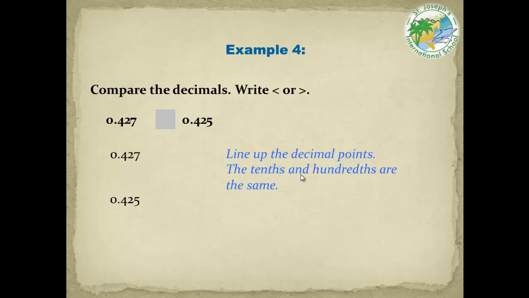The tenths and hundreds are the same, equivalent. Here, the tenths are under the tenths numbers, hundreds under the hundreds numbers, and seven thousandths under the thousandths number. Then we can compare between them. Compare the thousandths. 4 equals 4, 2 equals 2, 7 and 5. This is the difference between them.